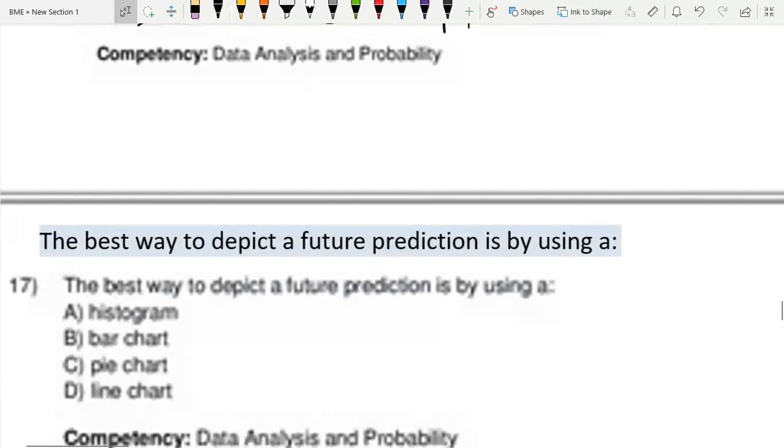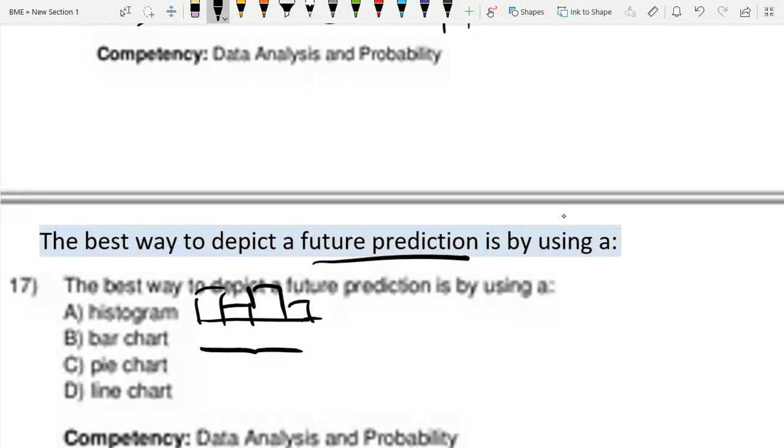The next question is, the best way to depict a future prediction is by using a. So let's just go over this. Histogram would look like this, relative frequencies. Again, histograms really aren't used for future predictions. And then we have a bar chart, which is, again, very similar to a histogram, not used for future predictions, though, because it doesn't represent time series data. And then a pie chart, again, this is more for representing the weight of items. So, like, if 35% of our budget is going into sales or something like that, then we can see how we've kind of split the cost.